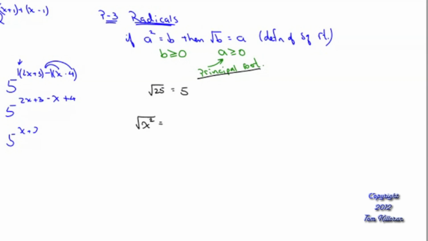what's the answer? Great, but x can be anything, which could be positive and or negative, and we want to make sure that this thing is positive all the time. So how do I make it positive all the time? Absolute value. So the answer to this is really the absolute value of x.